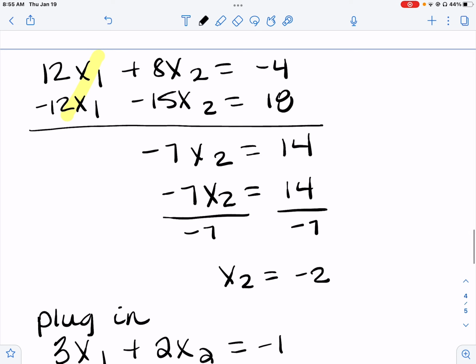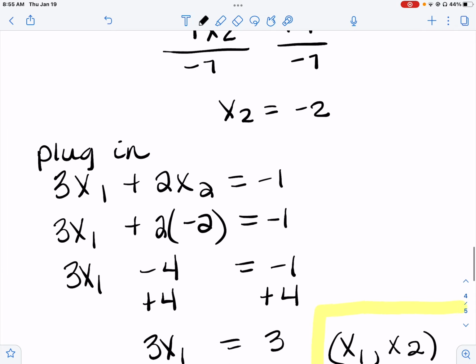That gives us something that cancels. Negative 12 plus 12, when we add these together, cancels. 8 minus 15 is negative 7x2 equals 18 minus 4 is 14. Divide both sides by negative 7 and we get x2 equals negative 2.